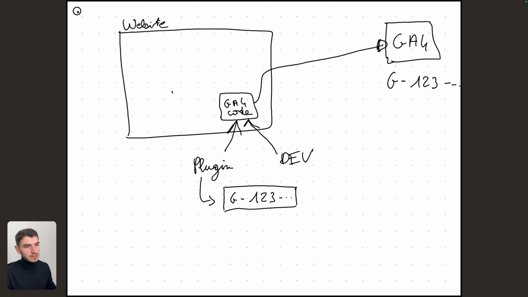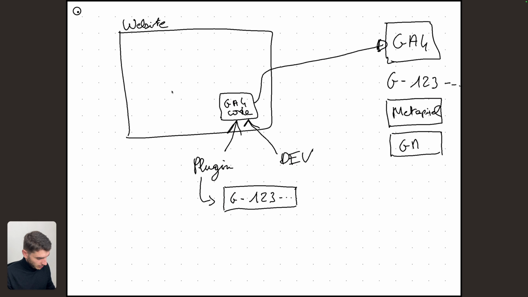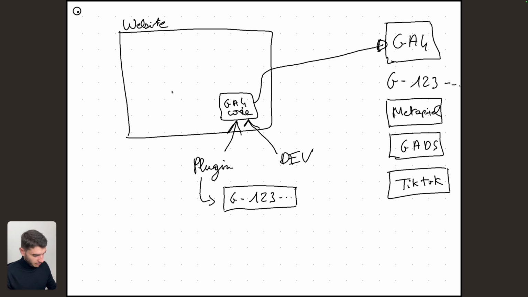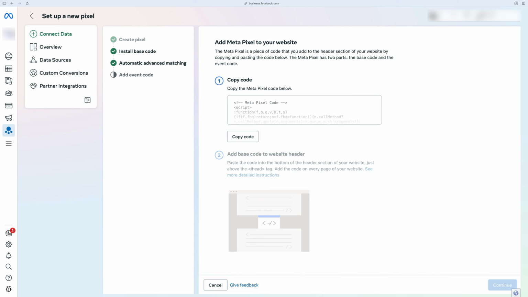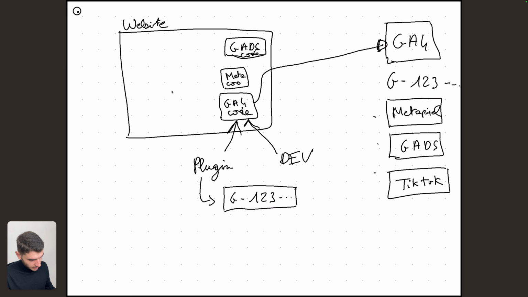The thing is, GA4 is maybe not the only code you want to install, because you may want to connect Meta Pixel because you're running ads on Meta. You may also want to connect Google Ads. You may also want to connect TikTok ads. Each platform will ask you to install a specific code on your website. You would have Meta code, so the code from the Meta Pixel. You would have G-Ads code. You would also have TikTok.